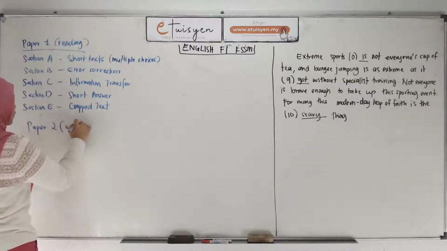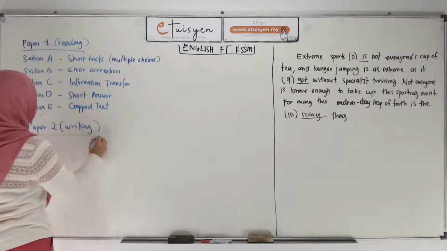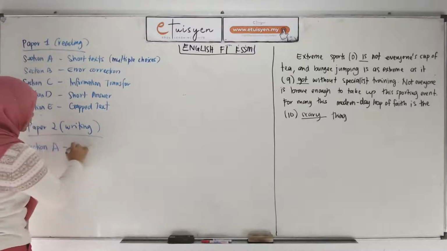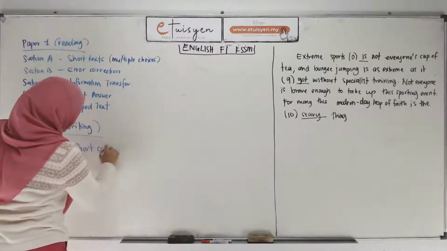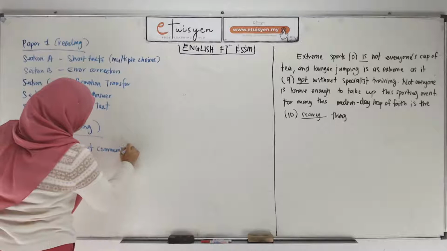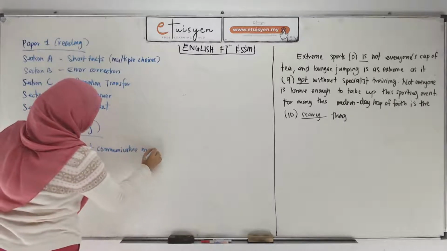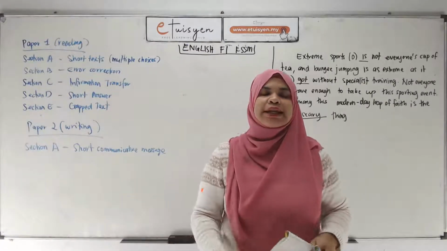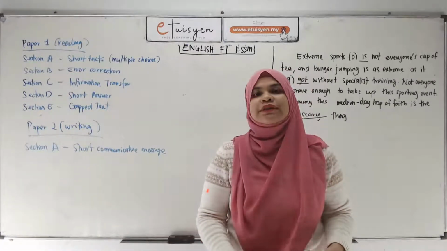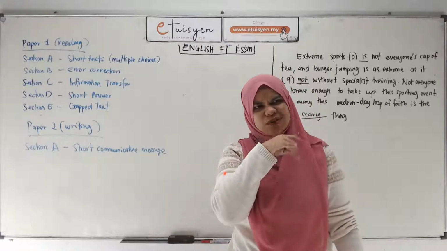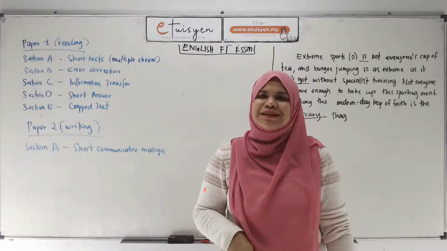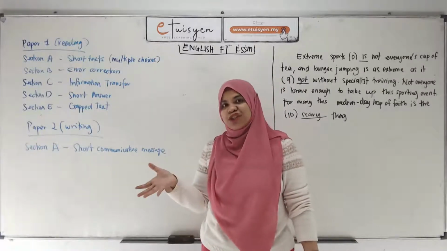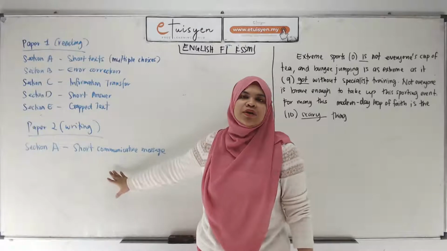Okay, this is your writing. Okay, paper 2 writing ada 2 section. Okay, section A is the short communicative message. Basically, what is asking from you is you have to write an email. Itu sahaja. So, sebab sekarang mana ada orang sangat tulis, ada ke orang tulis short letter? Tak ada kot rasanya, dia macam bagi soalan surat-surat nota tu tak ada kan. Sekarang kita can virtual. So this is basically is asking you how to write an email.